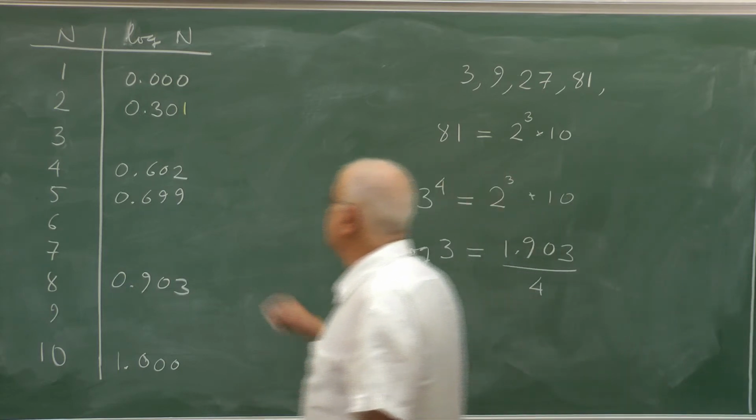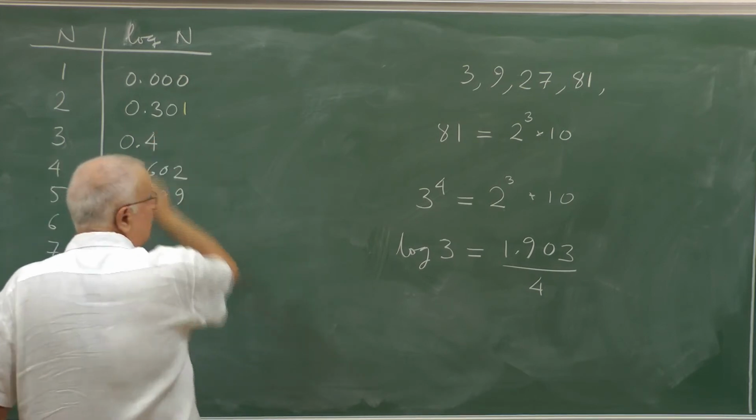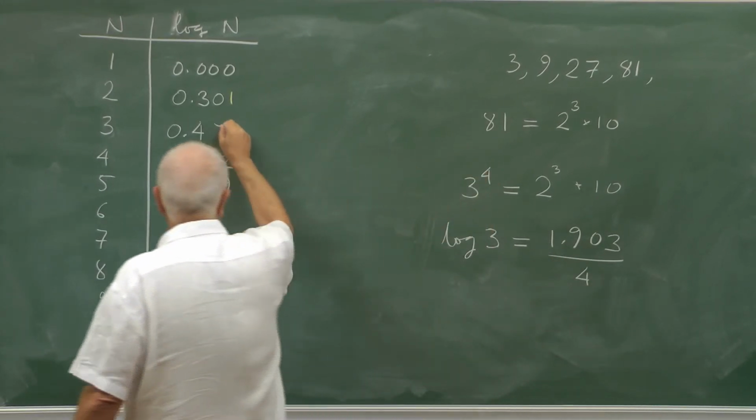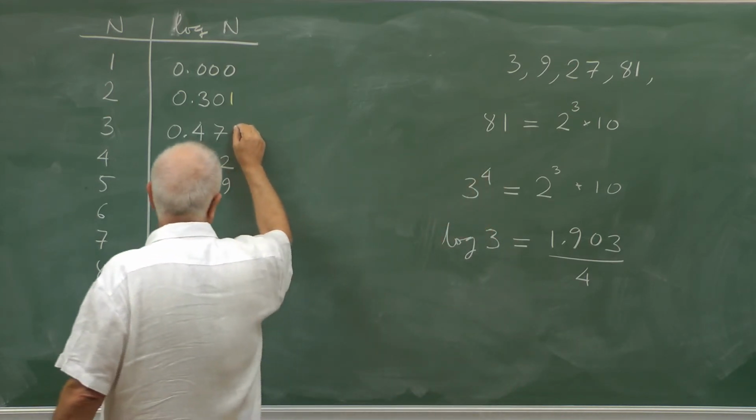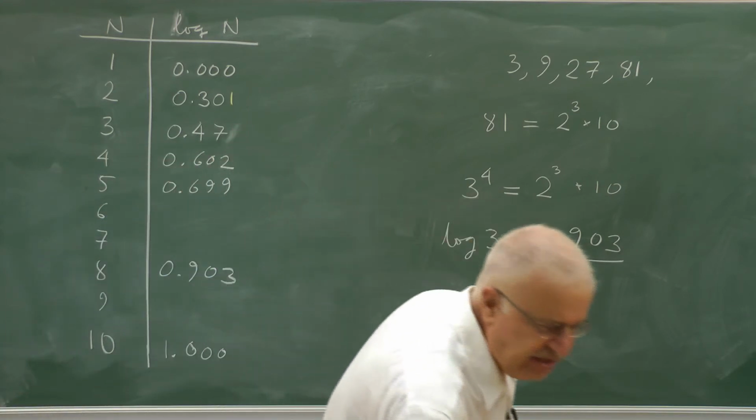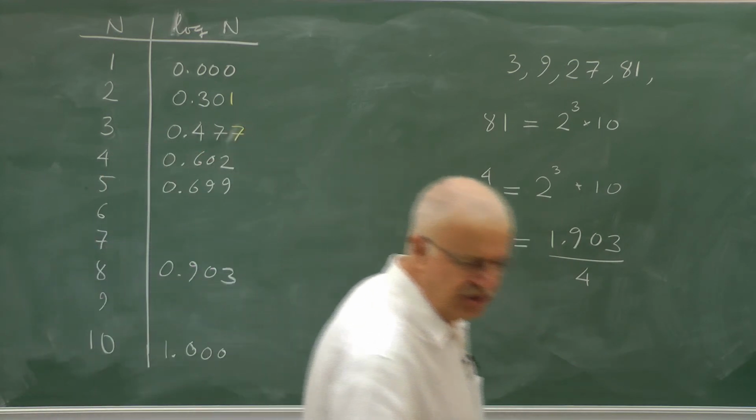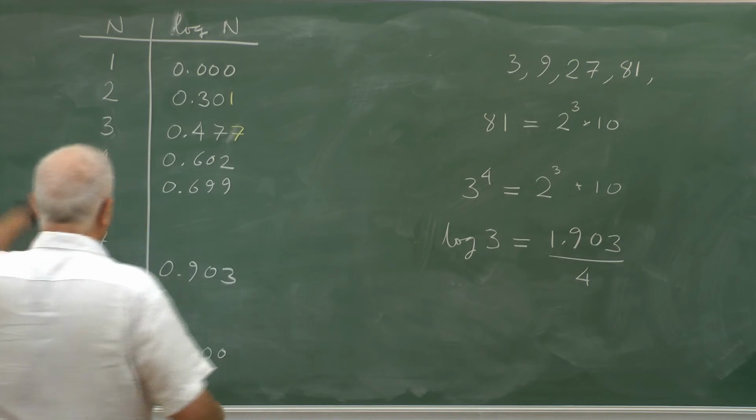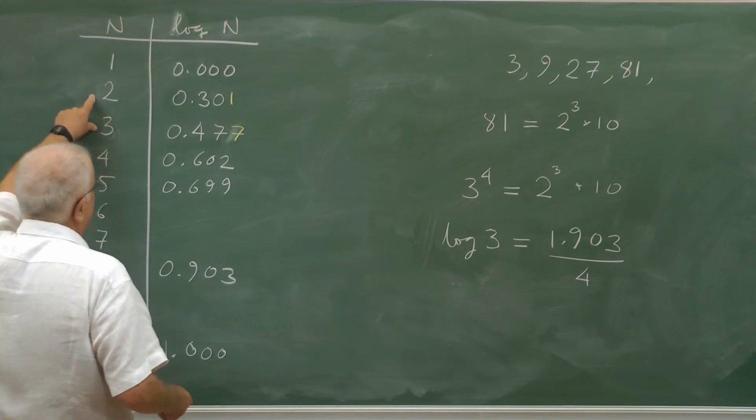So that's 0.4 37 23 6. But the actual number is 7. So again, there is a minor correction in the third digit. Once I know 3, I know 6. Why? 2 times 3 is 6.